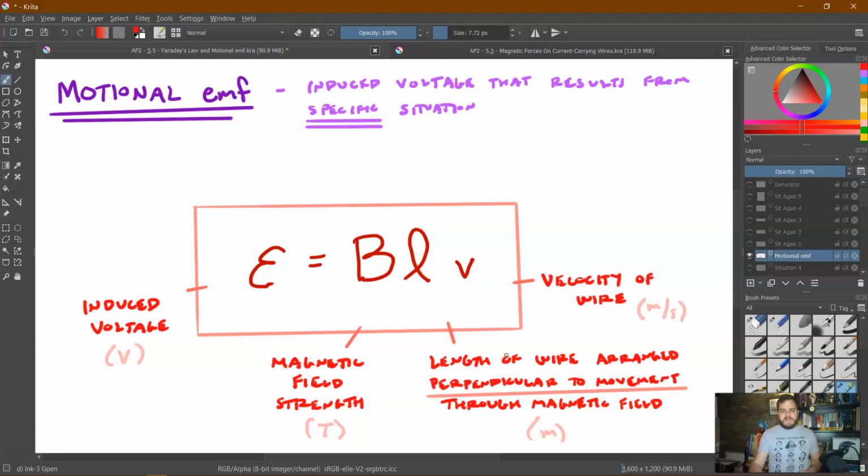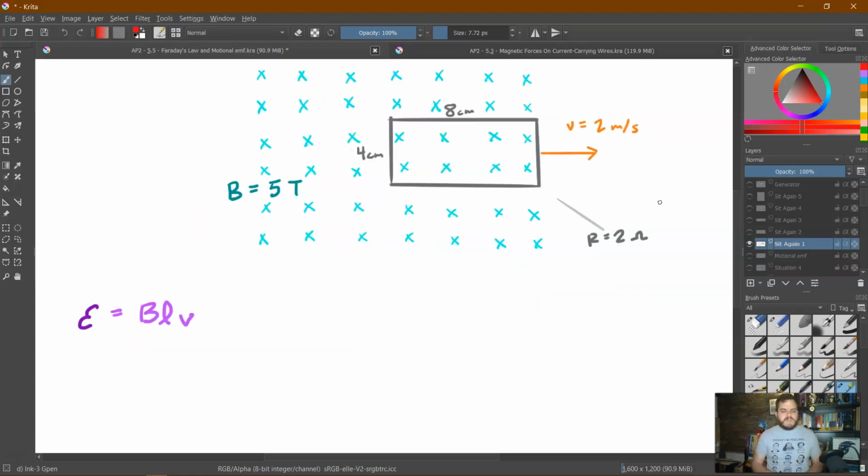L is specifically the length of wire arranged perpendicular to the movement through the magnetic field. So another way to think about that, it's the length that is being pulled across the magnetic field lines as it's entering or exiting this field. So going back to this particular situation, I've gone ahead and erased a couple things here, but as this is pulled outward, this side and this side are not going to be crossing the magnetic field lines, but this one is. It's going to be crossing all of these here. So this is L. It is arranged perpendicular to its motion.